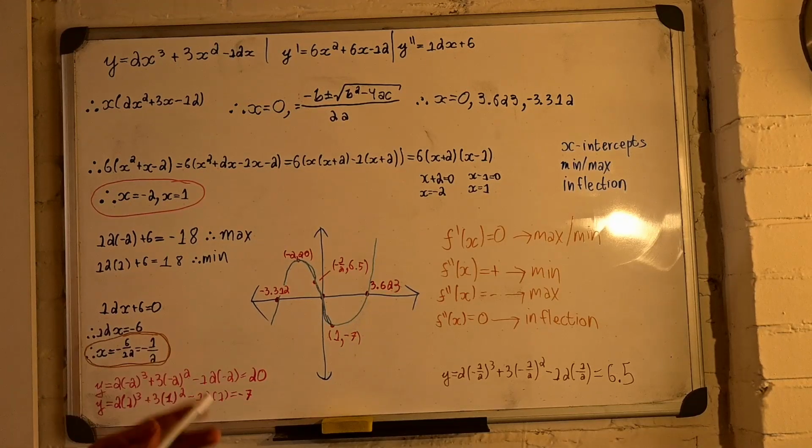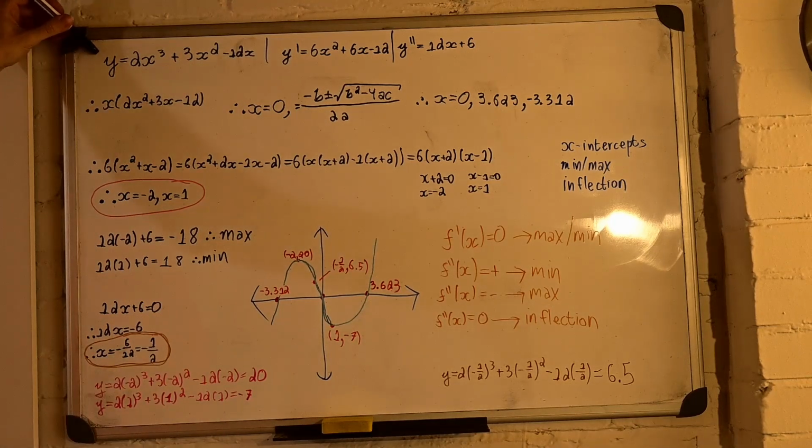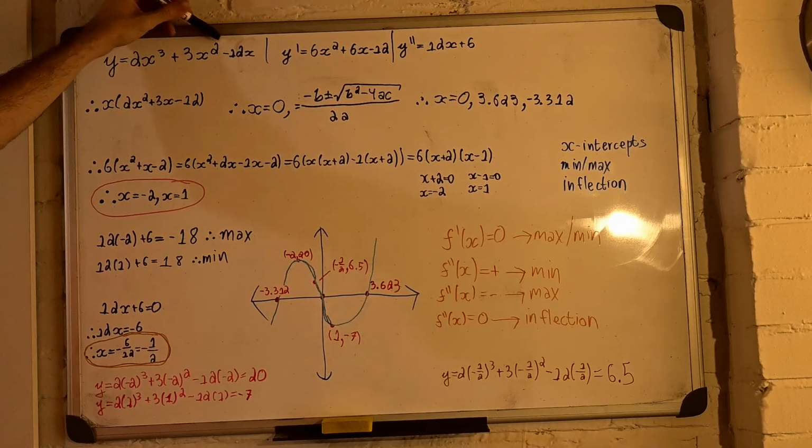Alright, so we are going to try to sketch a curve using the derivatives. With the derivatives, we're able to find certain elements of the curve, minimums and maximums, and inflection points. So, the function that we're given is right here. It's y equals 2x cubed plus 3x squared minus 12x.